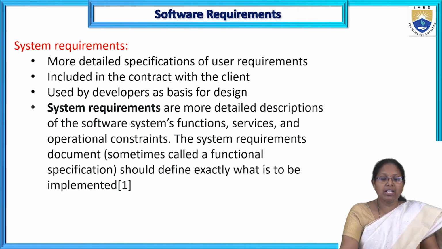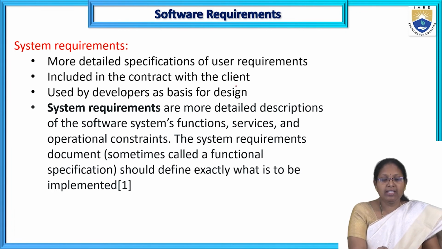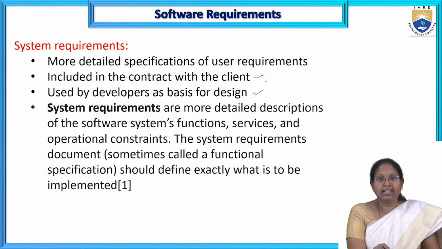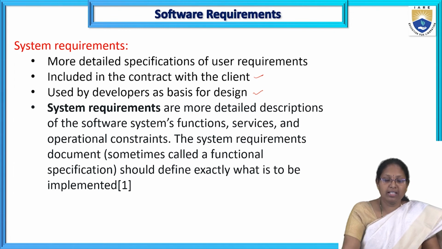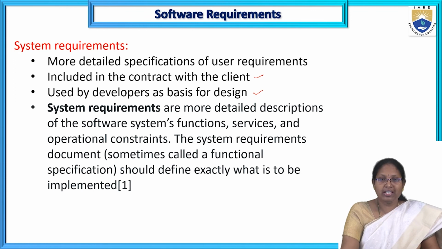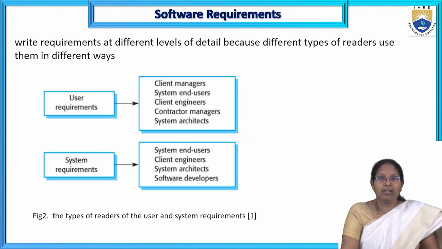Those are included in the contract with the clients. Those are used by the developers as a base for the design. So these are the things in the system requirements. System requirements are more detailed descriptions of the operational contents. Sometimes functional specifications are also under the system requirements.